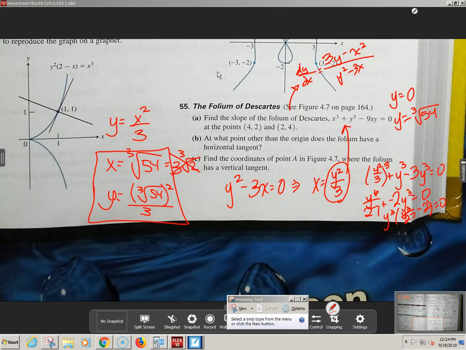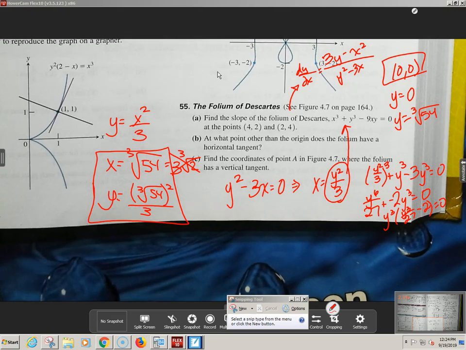Find the coordinates at point A, figure 4.7. Yeah, so you get the x, and then that would be 0 again, right? 0, 0. There's the origin again by plugging back in, and then we could plug into this guy and square him over 3. Find the coordinates at point A.